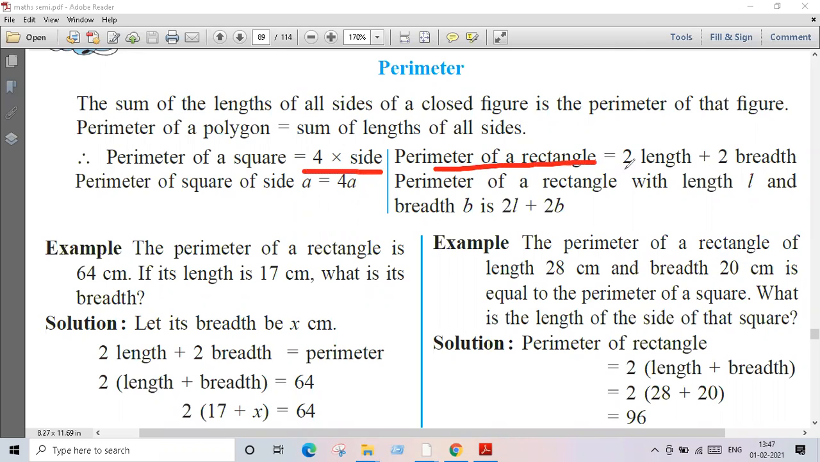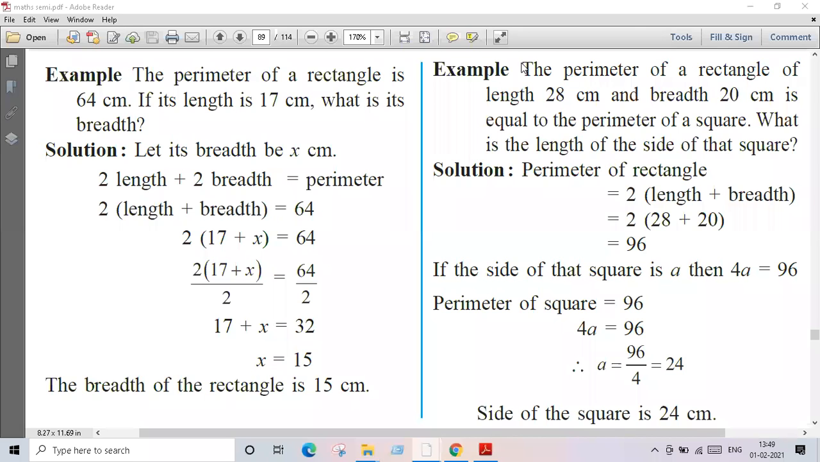Perimeter of a rectangle, काय formula आहे? 2 into length plus 2 into breadth. If we consider that L is equal to length and B is equal to breadth, then this formula becomes 2L plus 2B. So we have two formulas here. एक फॉर्म्युला तुमचा आहे, perimeter of a square is equal to 4 into side, or 4A, and perimeter of a rectangle is equal to 2 into length plus 2 into breadth. Getting?